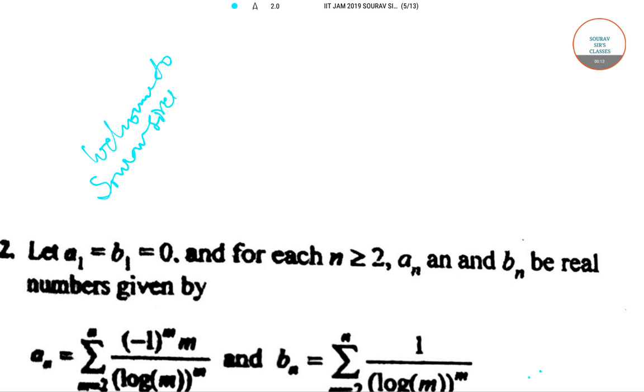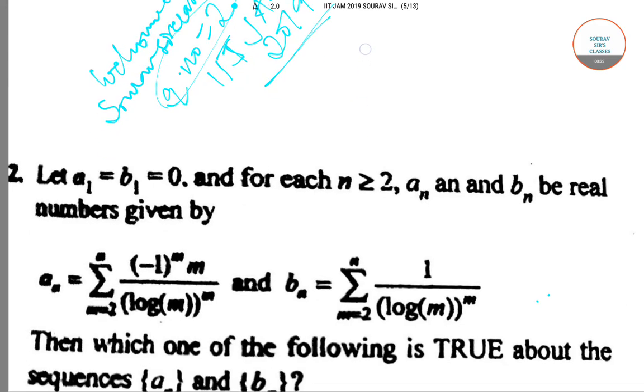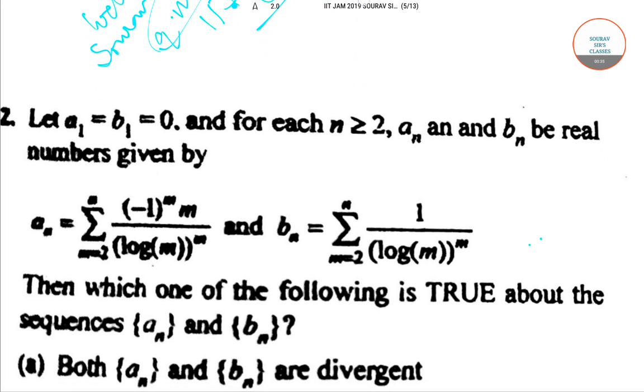Sir's classes. In today's video, we are going to discuss question number 2 of the IIT JAM 2019 paper. So let us see what the question goes like.